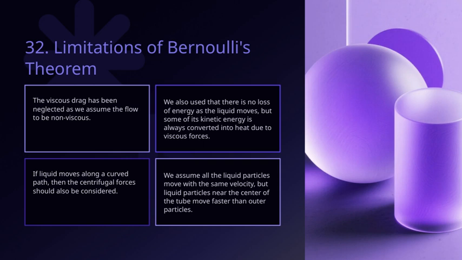We also need to consider what happens when the liquid moves along a curved path. In such cases, centrifugal forces come into play and must be included in our analysis to accurately describe the flow. Lastly, for simplicity, we often neglect viscous drag in our calculations, assuming the flow to be non-viscous. This assumption makes the math more manageable, but it's important to remember that viscous effects do exist, and can influence the flow in real scenarios. Overall, these assumptions help us develop a workable model, but understanding their limitations is crucial when applying Bernoulli's theorem to complex situations.